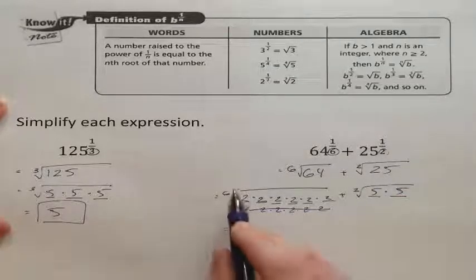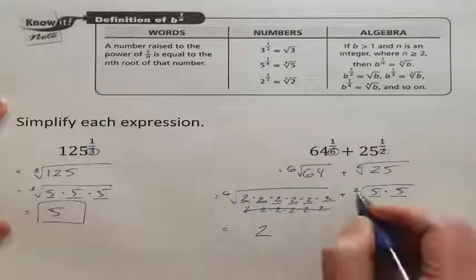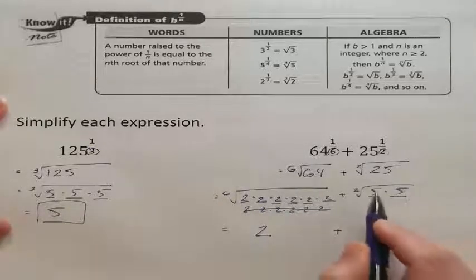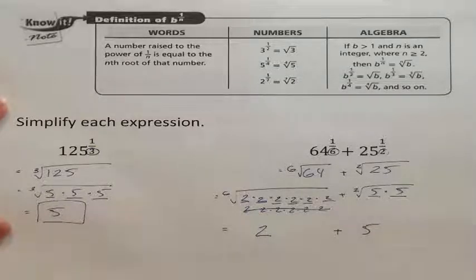So let's see. What one number was in here 6 times? Well, this was a 2. I'm supposed to be adding. What one number was in here 2 times? Well, that was a 5. So now I have 2 plus 5. What is 2 plus 5? 2 plus 5 is 7. And that's your answer. And you're done.